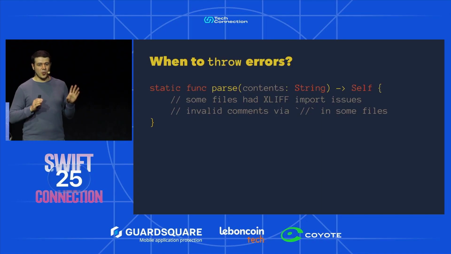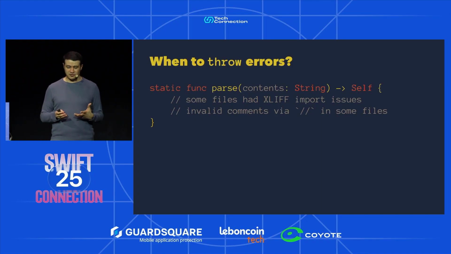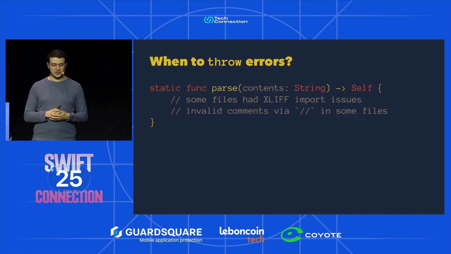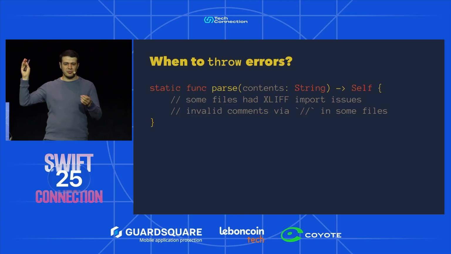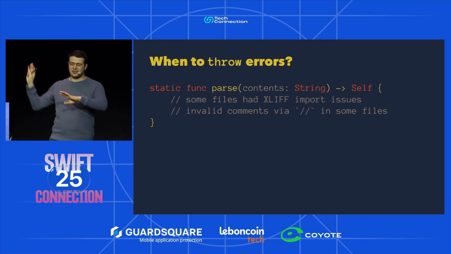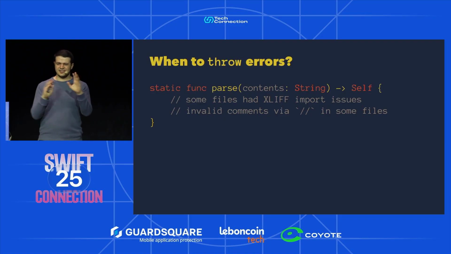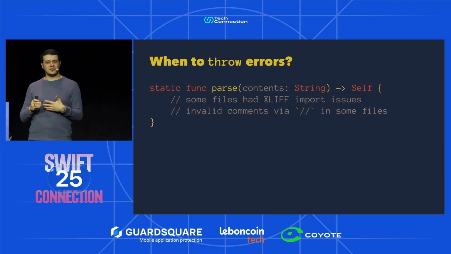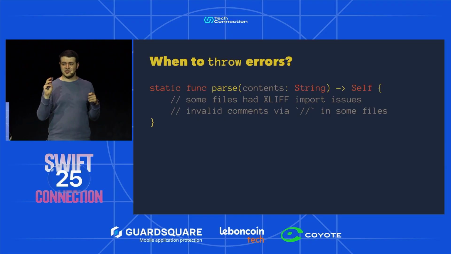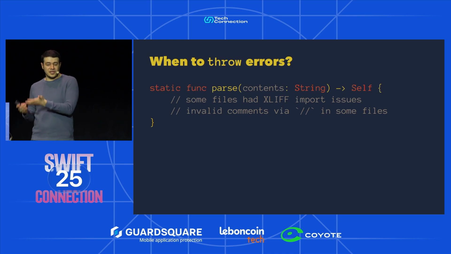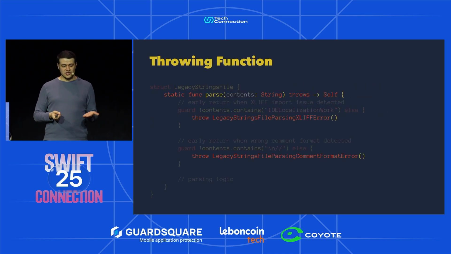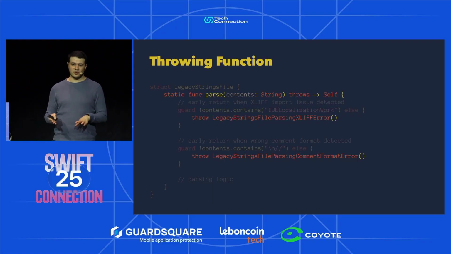The next one is, when should we throw errors ourselves? We can look at this simple parse function. I figured out that when I read some strings files, sometimes there are import issues when people import xlib files in Xcode. That's another localization format, and then something goes wrong. Or sometimes there are // comments in strings files, which is invalid syntax. So I figured these things happen, and I thought, okay, I should throw errors when I detect them in this function and make it a throwing function.